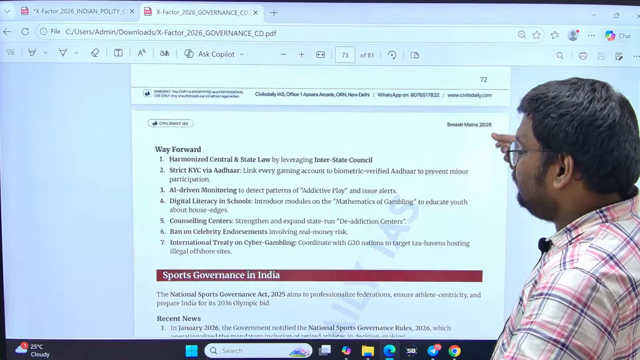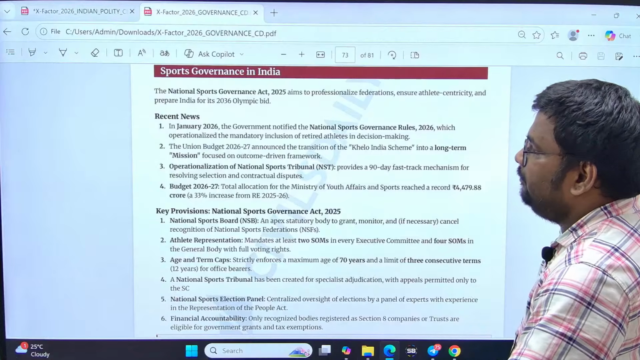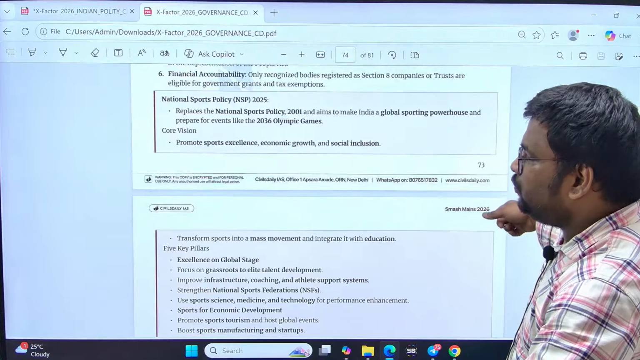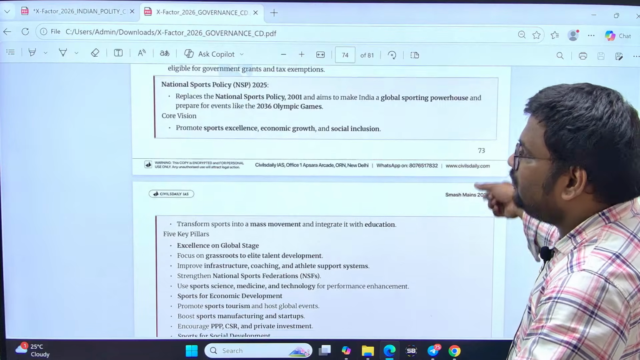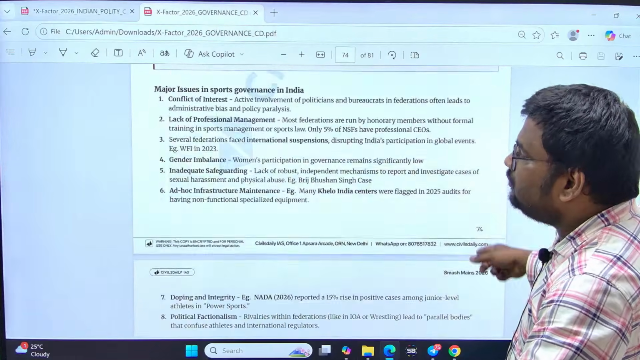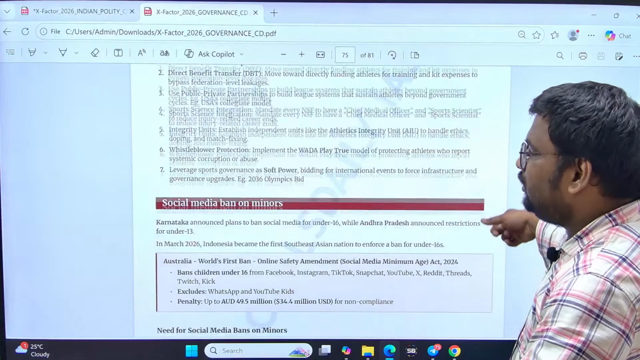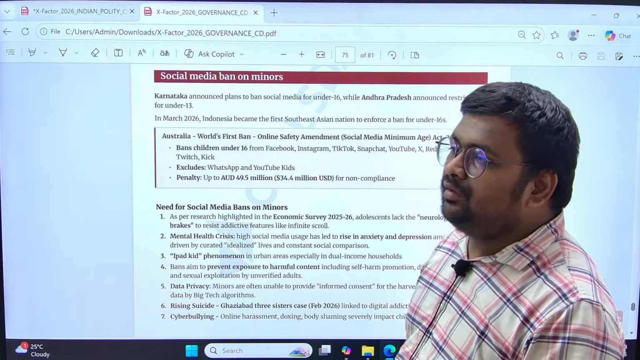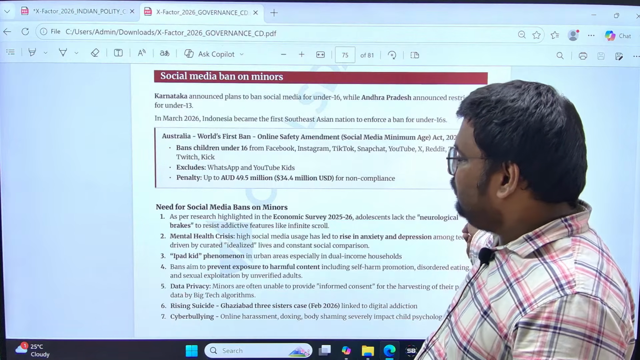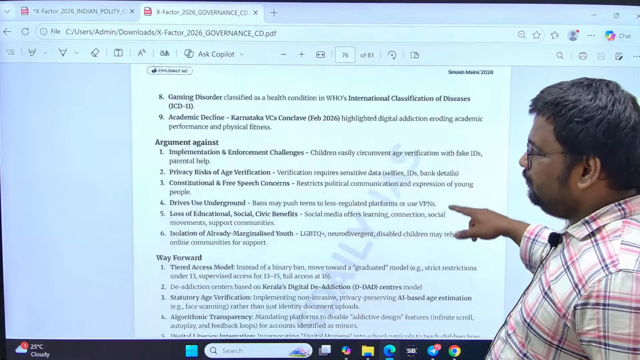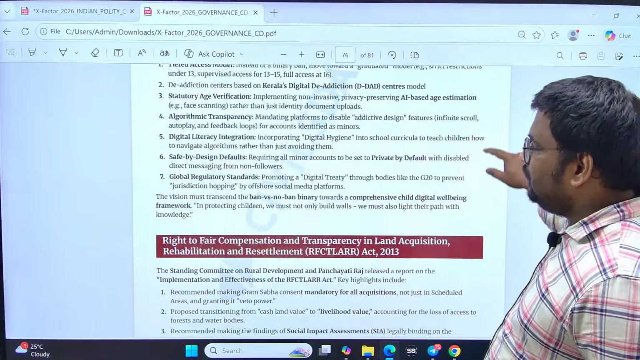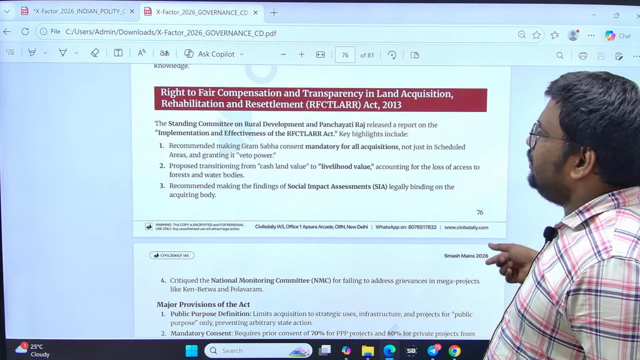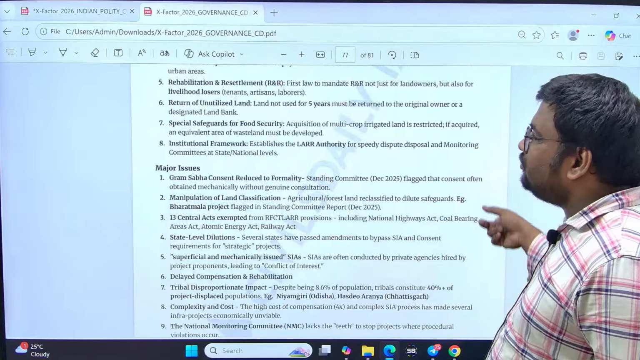Similarly sports governance: again, an Act on it has been asked. So recent news, provisions, the National Sports Policy has also come in 25, so you can get a question on that also, and major issues, way forward. Similarly, the social media ban on minors. This was also in news. Indonesia has put a ban. Similarly, Karnataka announced plans. So, its analysis also. Then the recent land acquisition Act. The report is there, so you can get a question on this also.